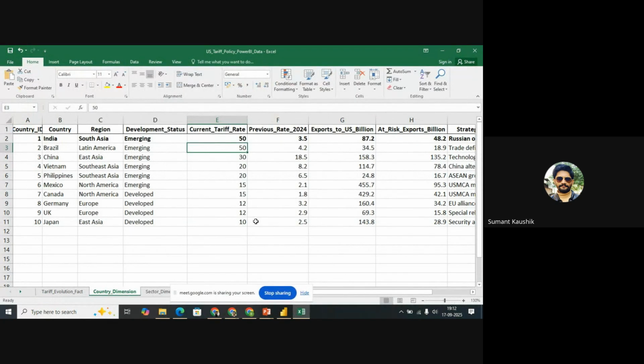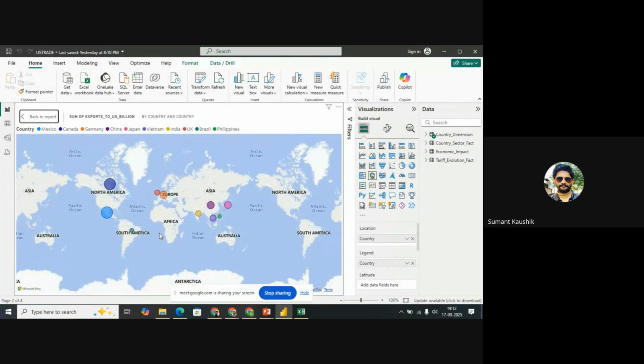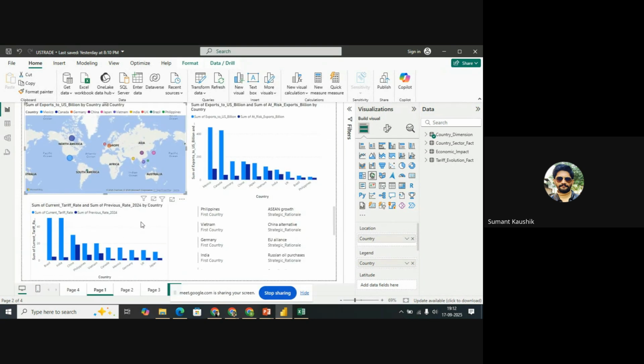So as far as the exports are concerned, we can see the highest tariff is on India and Brazil. Now we go again to the Power BI analysis. So here is the full picture with us. Now we are trying to understand how much the tariff has been raised.